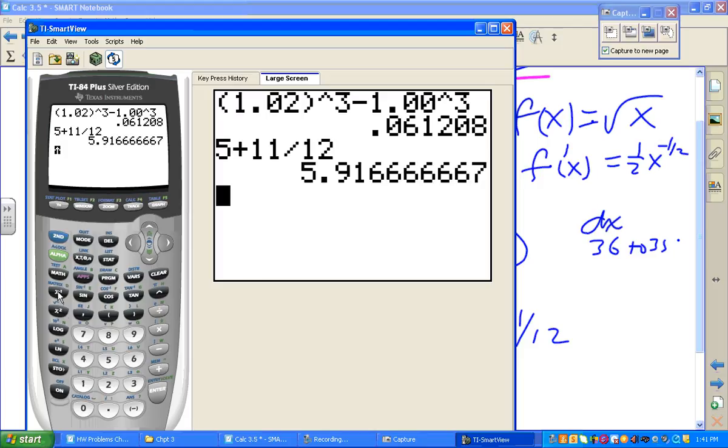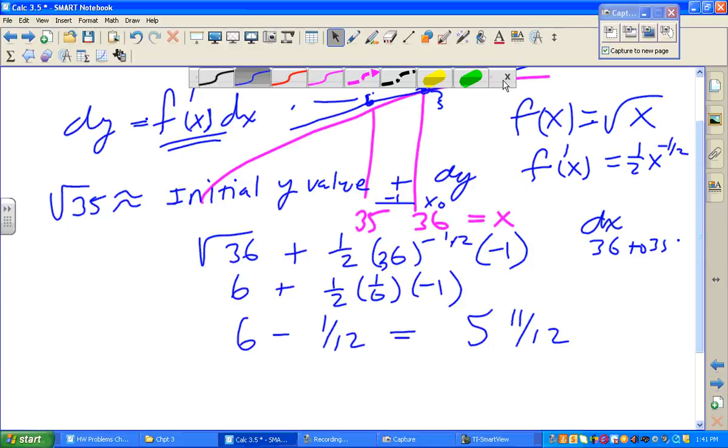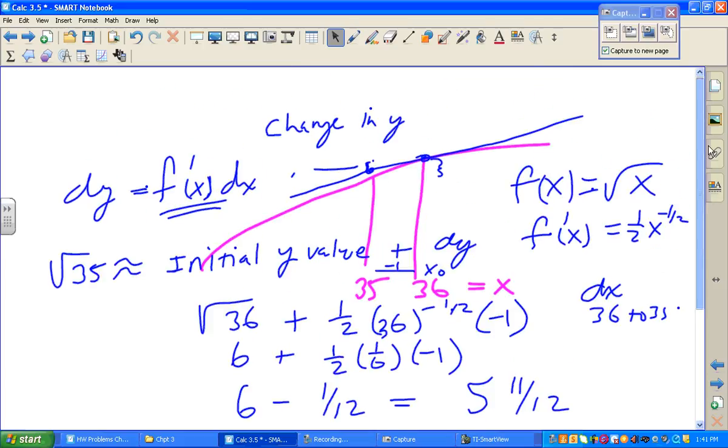What's the square root of 35? That's pretty close. So if somebody asks you to approximate the square root of 35, you could say 5 and 11/12. And that would give you 2 or 3 degrees of accuracy on your decimals, right? That's pretty accurate for a quick calculation, isn't it? So that's using what's called the linear approximation.